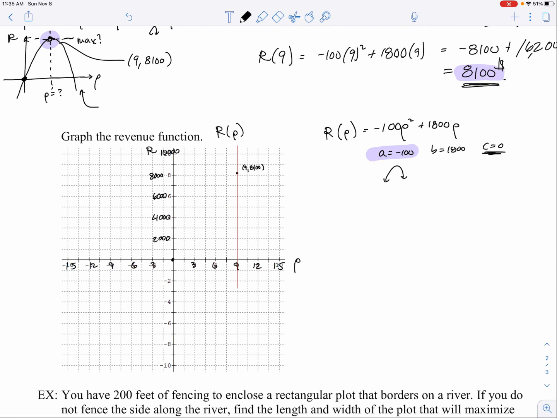And so it's going to hit 0 again due to symmetry here. It's going to come up through that 0. It's going to max out. And then it's going to have to come back down on the other side. And since the distance from 0 over to 9 is 9, we're going to go another 9 units over to the next 0. So this next one is actually going to occur out here at 18 somewhere. And it looks something like that. There is our revenue function. This is the revenue as a function of the price. And there you have it.